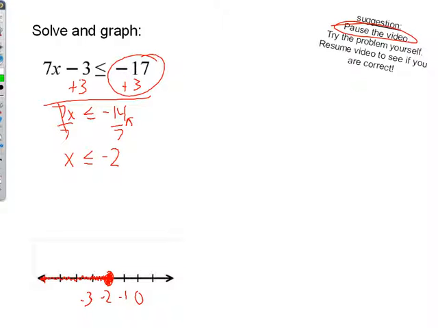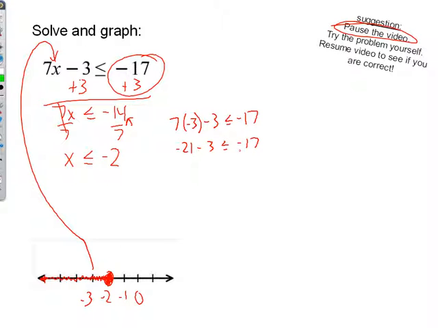All right, and it really would be smart to test something. If this is true, -3 should work in this inequality. So 7 times -3 minus 3 should be less than or equal to -17. I get -21 minus 3, less than or equal to -17. These combine to -24. That's where a lot of people have difficulty, and it comes out true. -24 is less than -17, so I've got the right solution set.